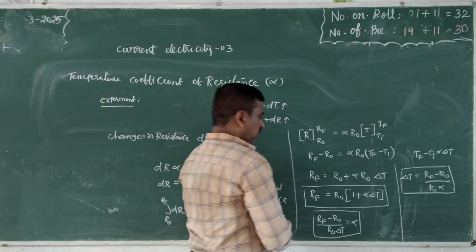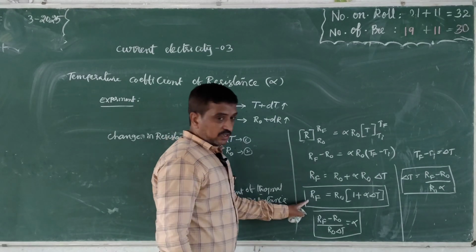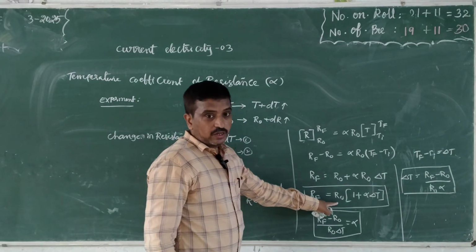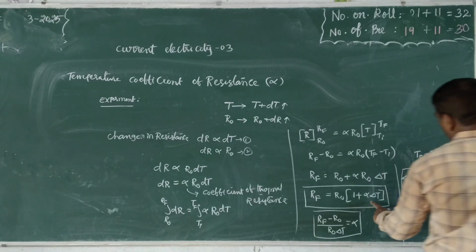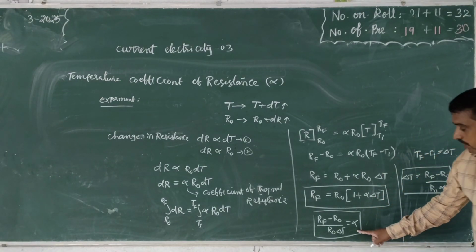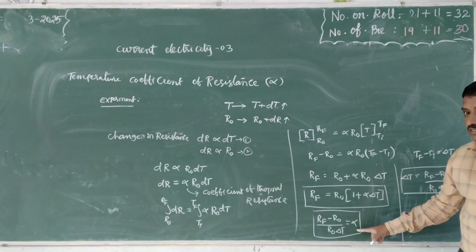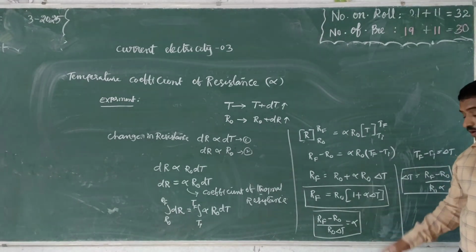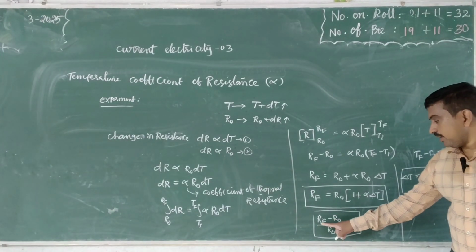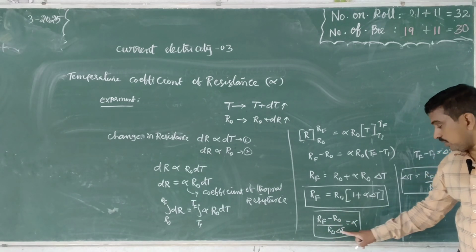These three formulas we can use. R final, the final resistance, equals initial resistance into 1 plus alpha into delta T. If we want to find the coefficient of thermal resistance, alpha, we use this formula: alpha equals R final minus R initial by R initial into delta T.